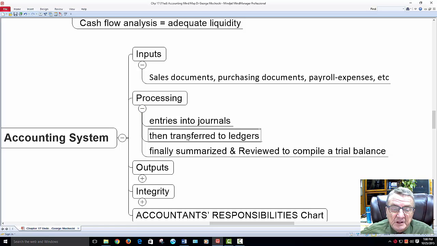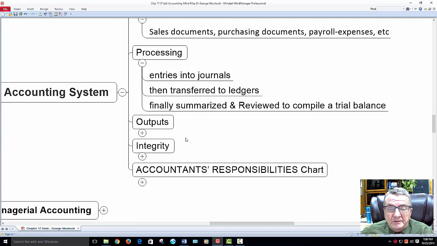You enter into journals, which are then transferred into ledgers. Journals are like everyday things, and then you put it into your monthly or weekly journal, or in this case, your monthly ledgers. Finalize, summarize, and review to compile a trial balance. And review all trial balances to make sure, when we talk later about the balance sheet, that everything is working well, that there are no glitches, that the numbers are tying, and it looks like we're on track.